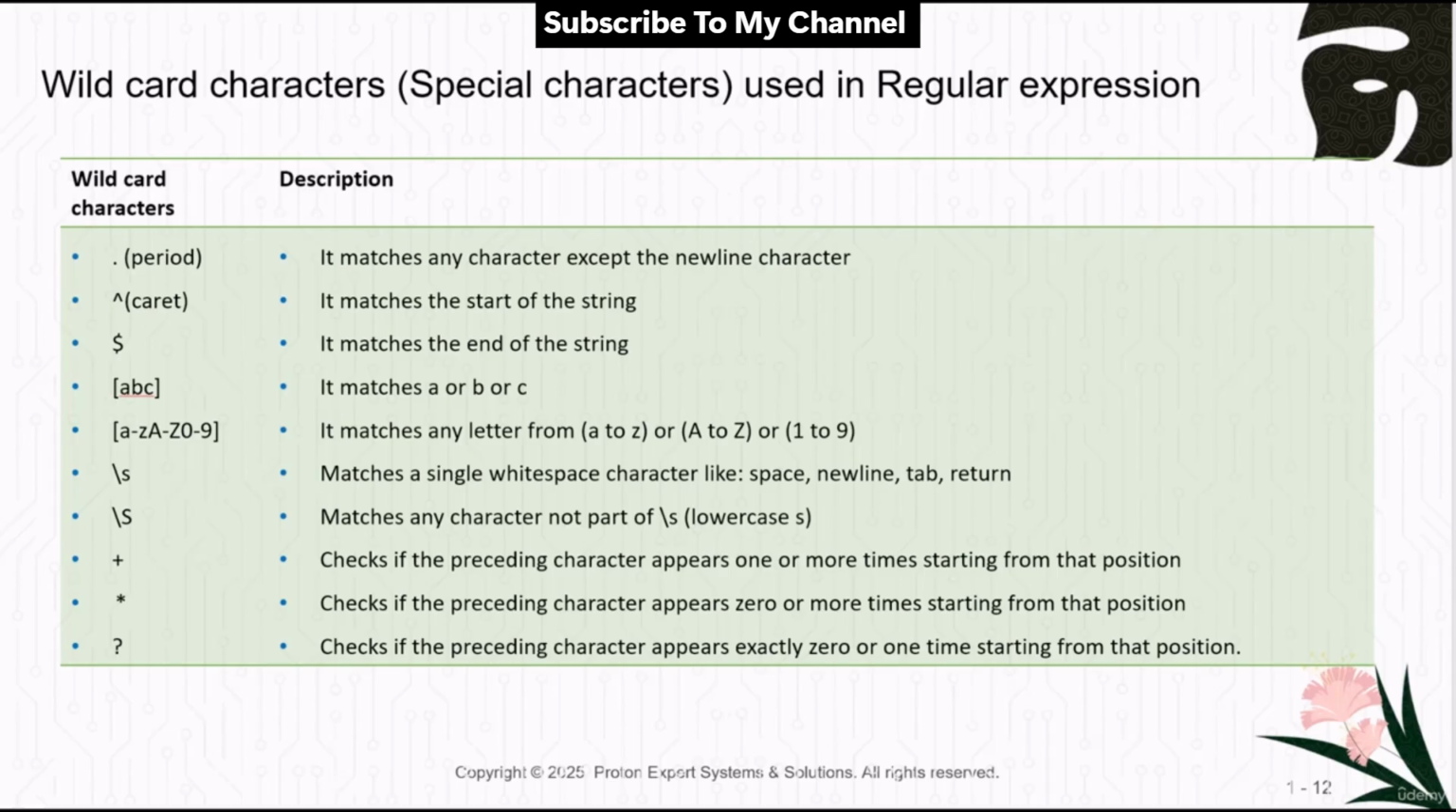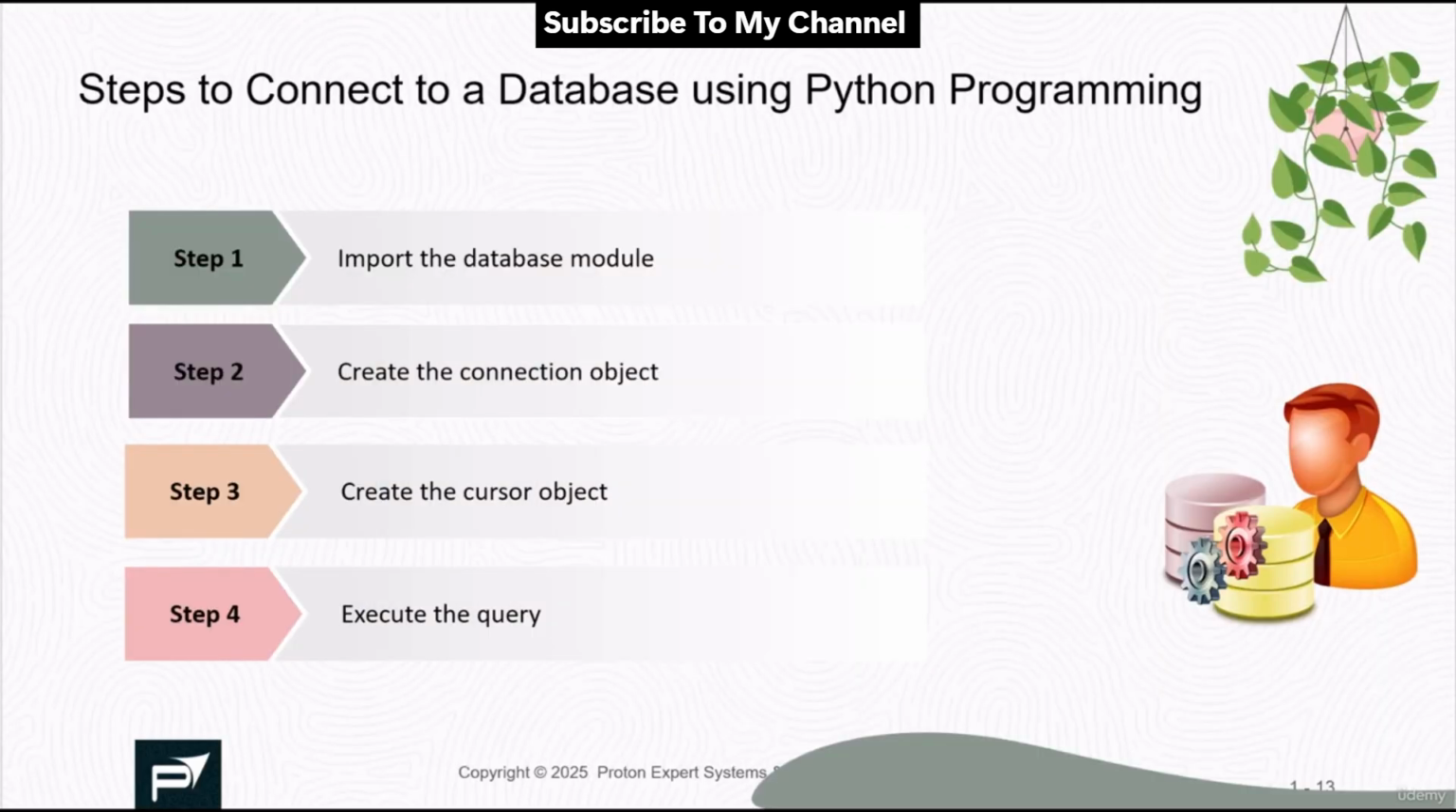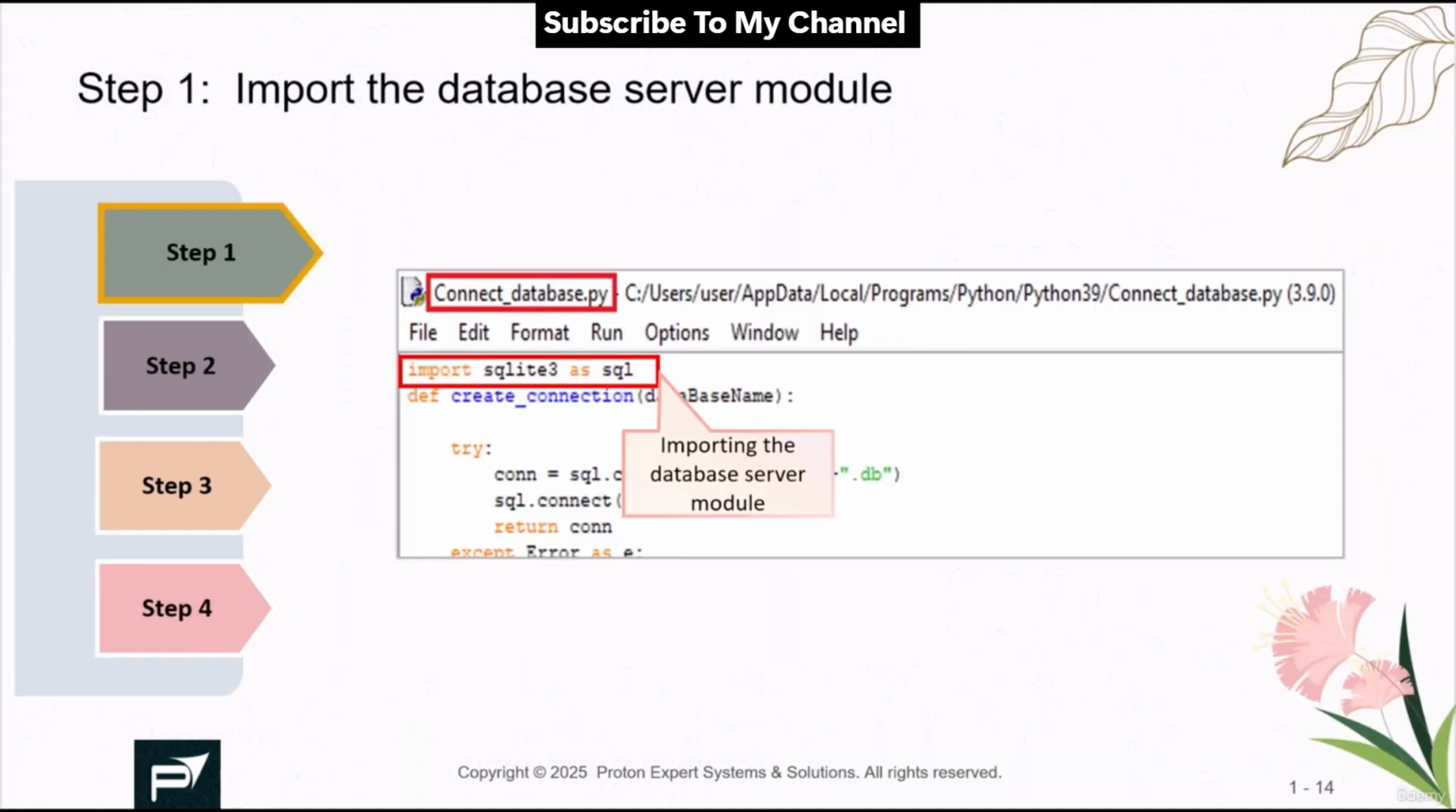Let's see the steps to connect to the database using Python programming. In step 1, we'll import the database module and then create the connection object. After creating the connection object, create the cursor object, then execute the query. The first step is importing the database server module. For example, import sqlite as sql.